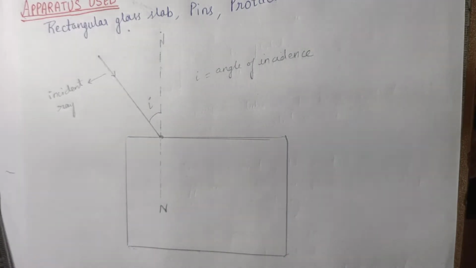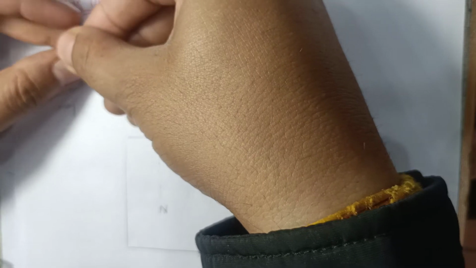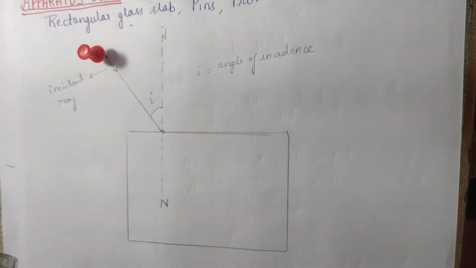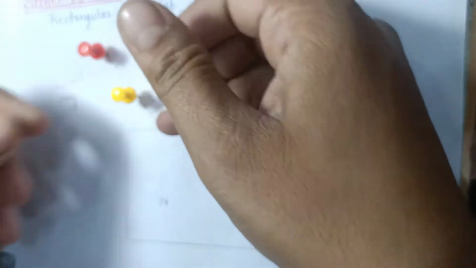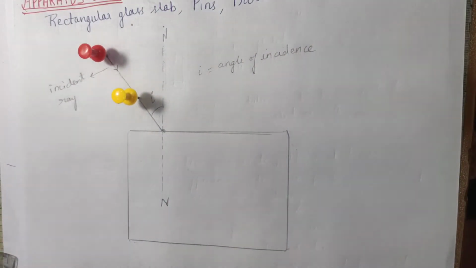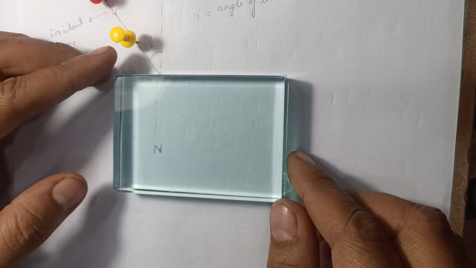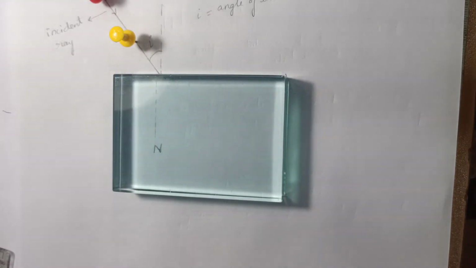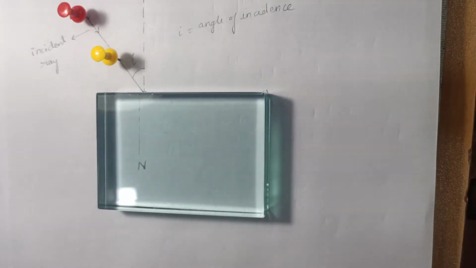Now what we have to do is just put two pins over here on this line, on this incident ray. यहाँ पे हम दो पिन्स को इंसर्ट कर रहे हैं. First pin like this and second pin like this. Clear? Now what I will do, I will put this rectangular glass slab here again. अब मैं इस साइड से इन दोनों पिन्स की इमेज को ऑब्जर्व करूंगा कि मुझे कहाँ पे दिख रही है. I will show you. Wait.